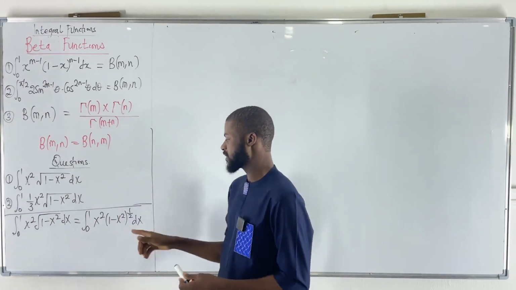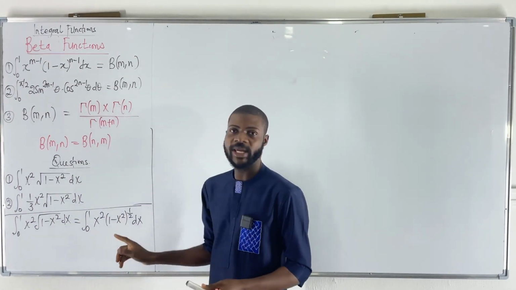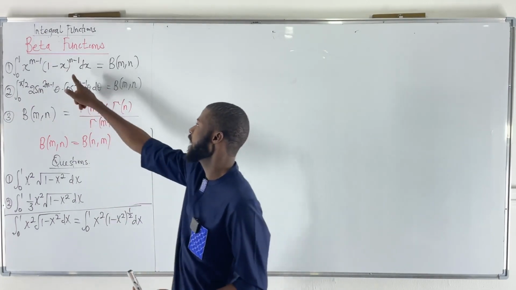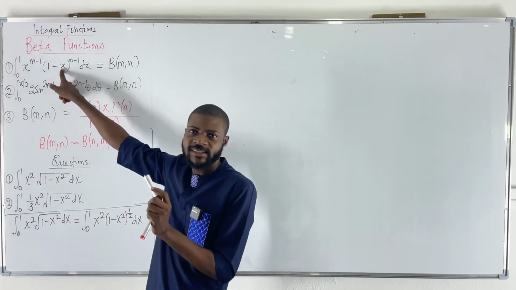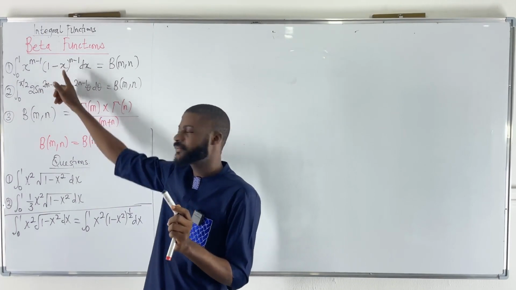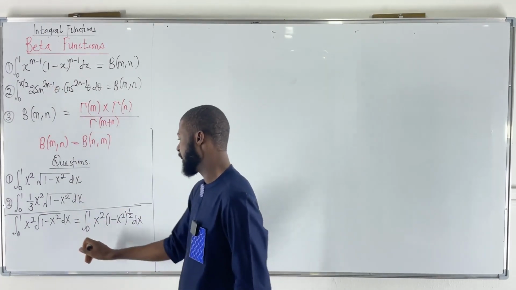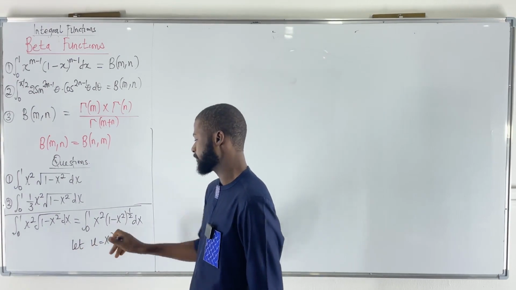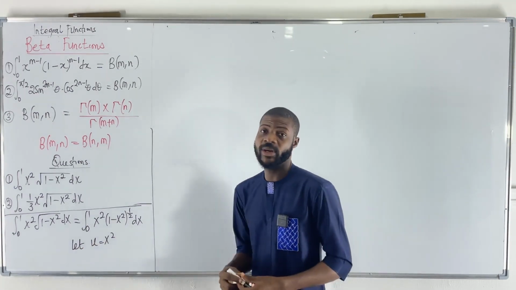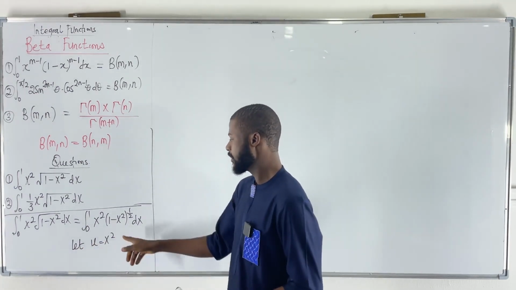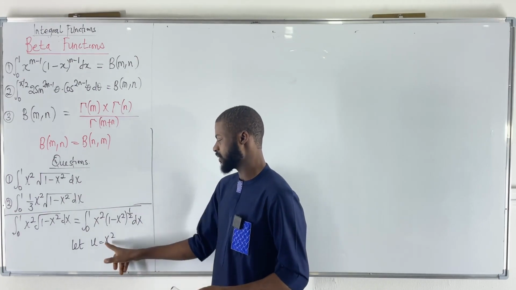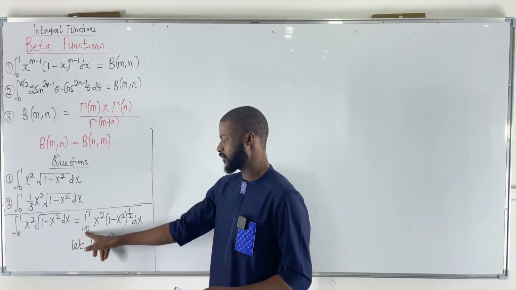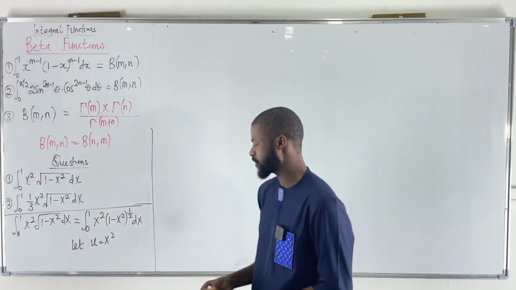The only problem is this x squared should not be here. That's how the standard form should be written. This x should just be a single x. There should be no x squared. Let us remove the x squared by saying let u be equal to x squared. Now, if u is equal to x squared, you will notice that the limit will not change, because 1 squared is still 1, and 0 squared is still 0. So the limit will not change.